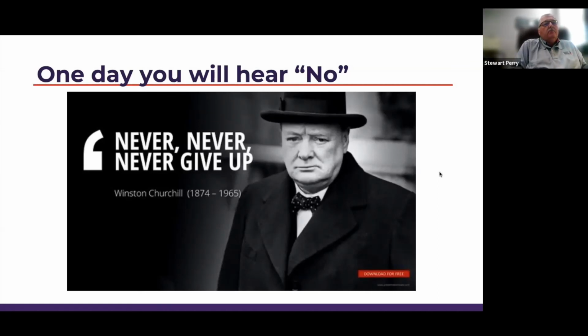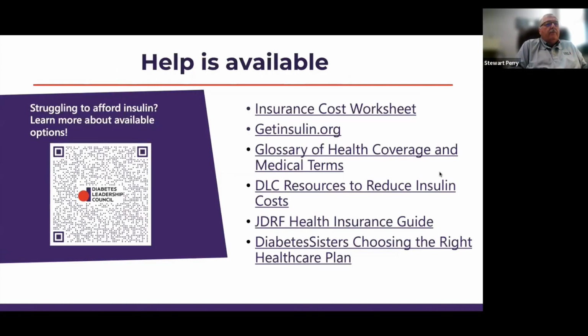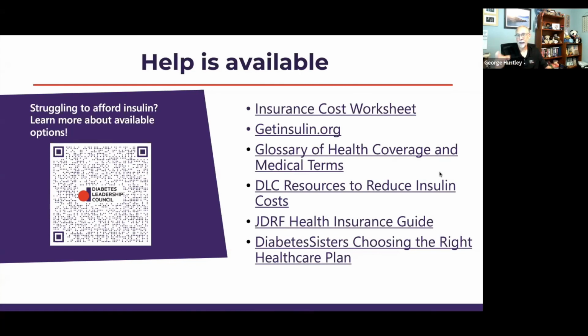So, George, where do people get help if they need help with their insurance, if they need help figuring out what's going on? So first, if you're having trouble affording your insulin, please hit that code that's on the screen right now. Also hit the DPAC website and the Diabetes Leadership website. There's an insurance cost worksheet. Getinsulin.org is a great place to walk through all of your options for insulin in particular. There are a number of information sites out here to help you understand how to choose the right health plan.